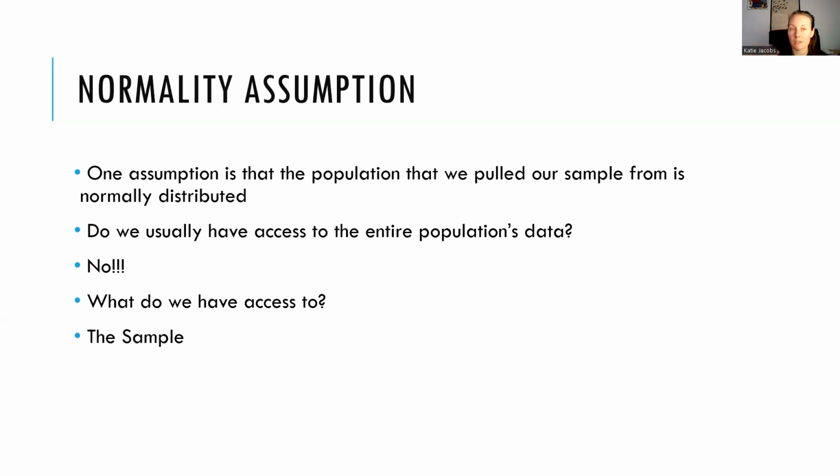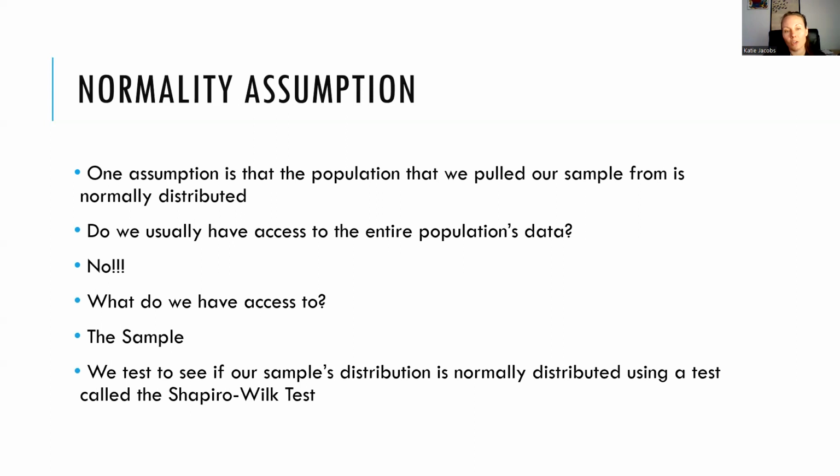There's a couple ways you could do that. You could literally build a histogram and see if the bars look like they follow the normal curve shape. Or we can also use something called the Shapiro-Wilk test for normality to test to see if it's normally distributed as well. So that's what we have for this week.